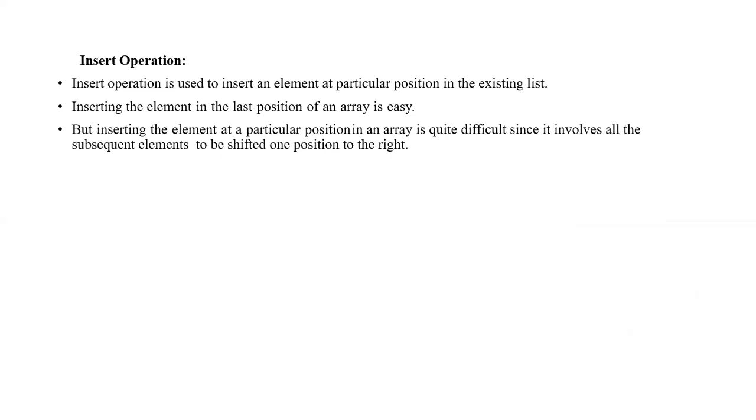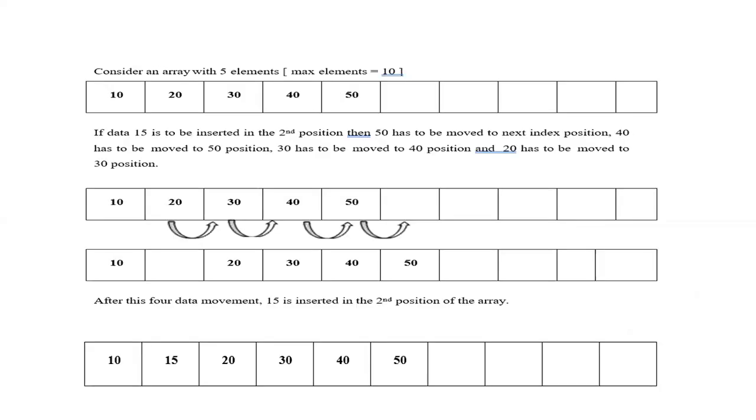Insert operation. Insert operation is used to insert an element at a particular position into the existing list. Inserting the element in the last position of an array is easy, but inserting the element at a particular position in an array is quite difficult since it involves all the subsequent elements to be shifted one position to the right. Now consider an array with 5 elements. The maximum elements is going to be 10 here. If the data 15 is to be inserted in the second position, then 50 has to be moved to the next index position. So 40 has to be moved to the 50th position, 30 has to be moved to the 40th position, and 20 has to be moved to the 30th position. By moving this way, I'm going to insert 15 in the second position of the array.